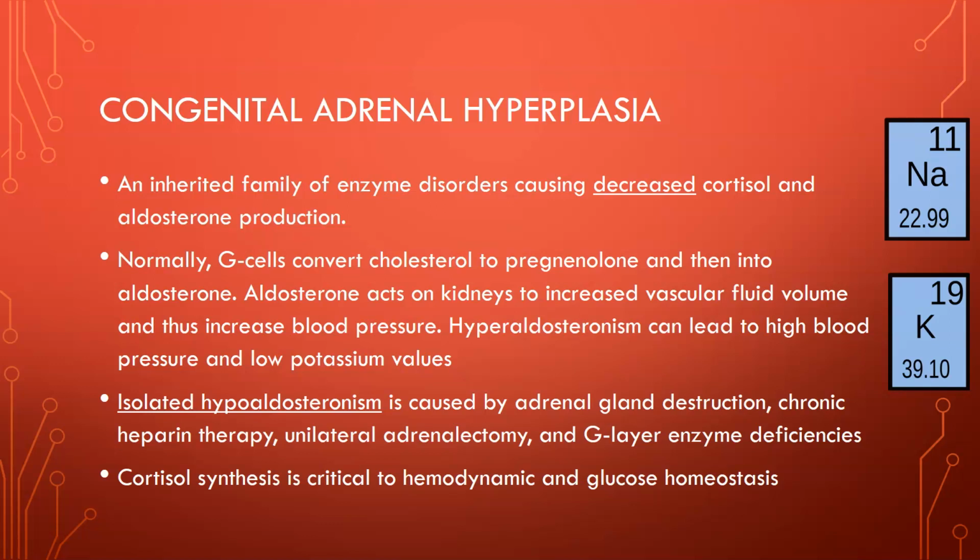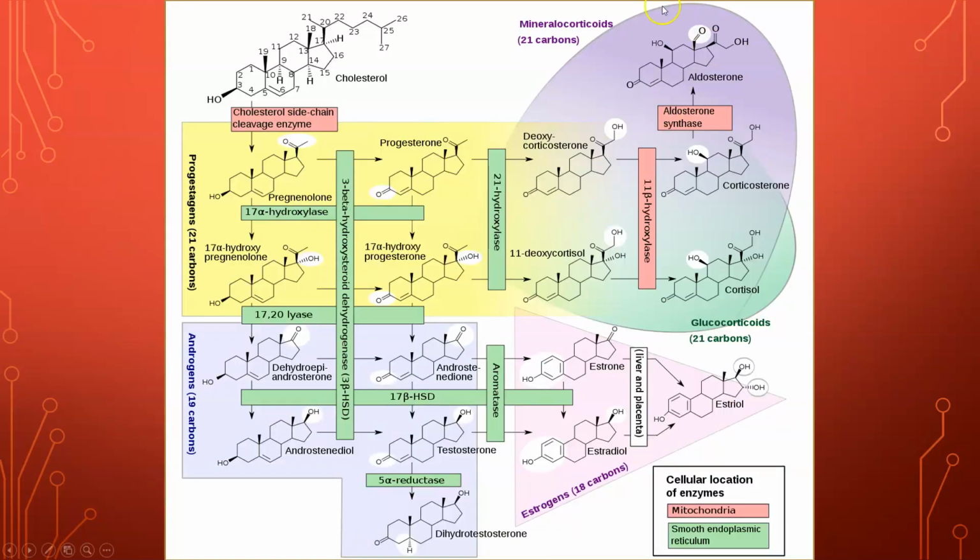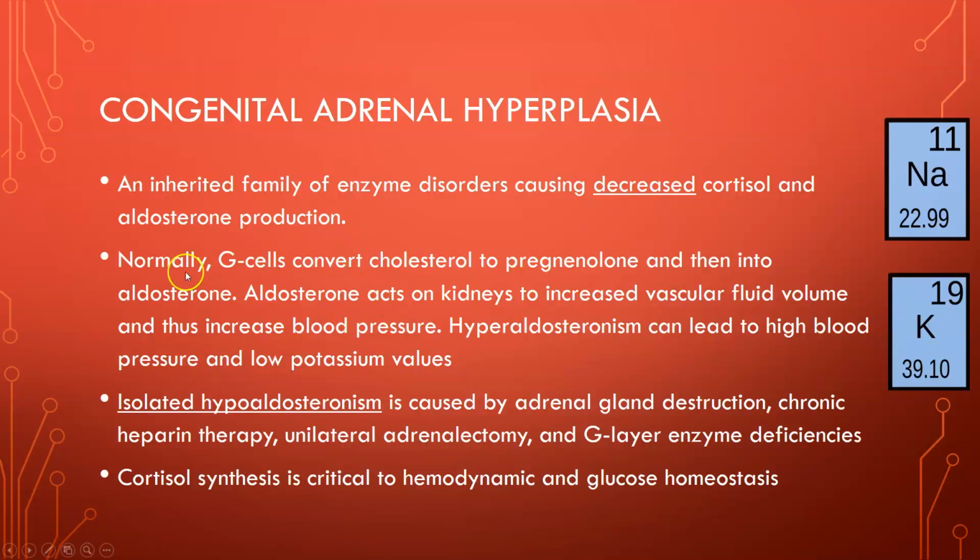So it's an inherited family of enzyme disorders that causes decreased cortisol and aldosterone production. So if you go back here, there's this group right here, the production is decreased. Normally, the G cells convert cholesterol to pregnenolone and then into aldosterone, and then aldosterone will act on the kidneys to increase vascular fluid volume and just increase blood pressure. So aldosterone allows you to conserve water and pull it from the filtrate that's going to become urine and put it back into your circulation.